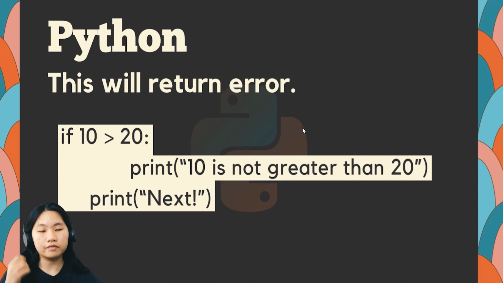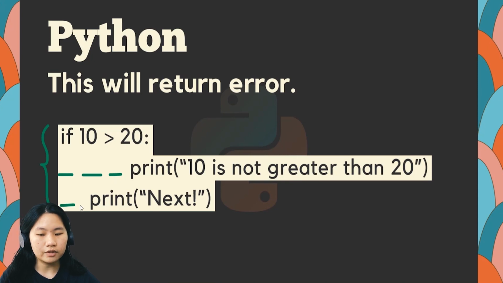So I have a little bit of a demonstration here. So this is 1 block of code, all right? And here, let's say you indent 3 spaces. So for the next line, you have to indent 3 spaces accordingly.